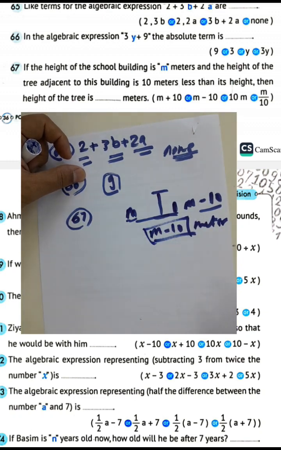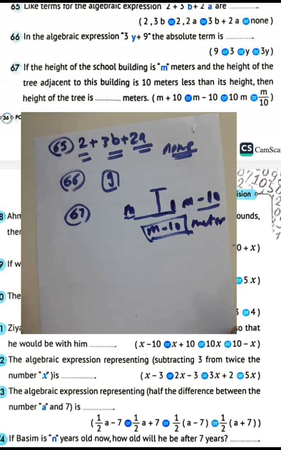The height of the tree will be m minus 10 meters.